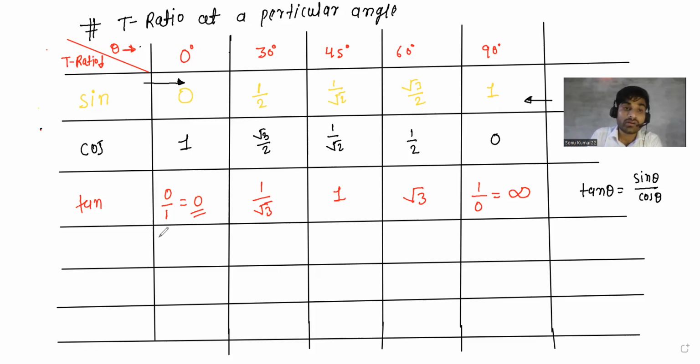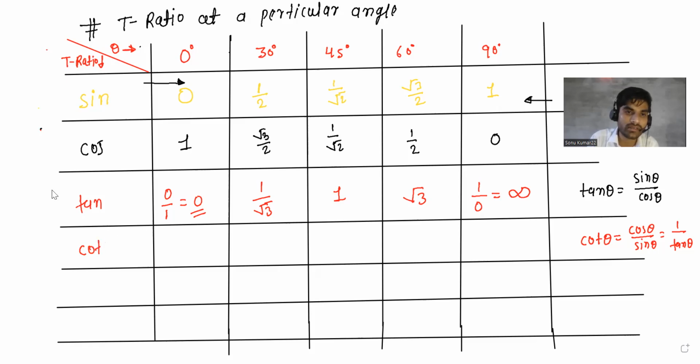Now, talking about the cot theta. As you know, tan theta is equal to sine theta upon cos theta. Cot theta is the reciprocal of tan theta, which means you can take cos theta upon sine theta. So we can say that tan theta and cot theta are reciprocals, cot theta is 1 by tan theta. We have to remember it like this: tan theta is equal to sine theta upon cos theta, and cot theta is equal to cos theta by sine theta. So you just have to take the reciprocal, and we get the cot theta value.